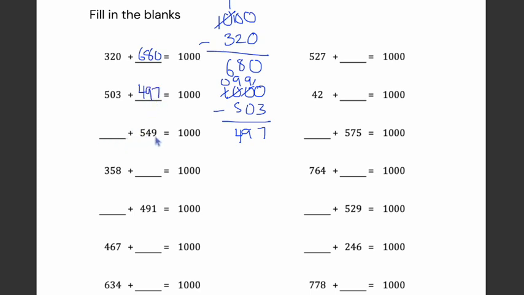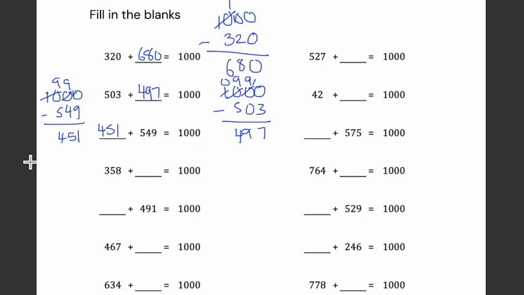Blank plus 549 equals 1000. We're going to do the same thing again. I'm going to write it right here. 1000 minus 549. We have to take a 10 from the tens place. So this becomes a 9 and a 9. 10 minus 9 is 1. 9 minus 4 is 5. And 9 minus 5 is 4. So 451 plus 549 equals 1000.